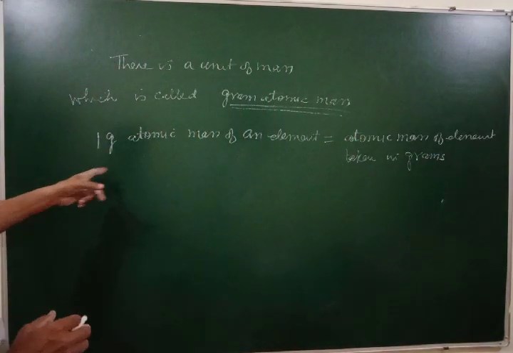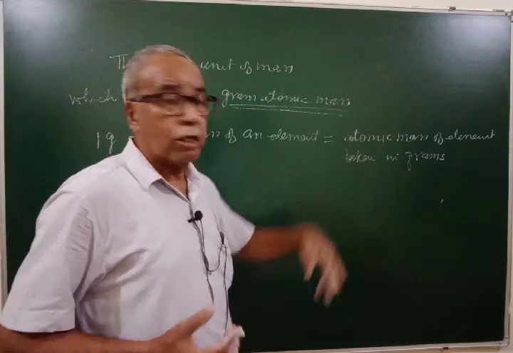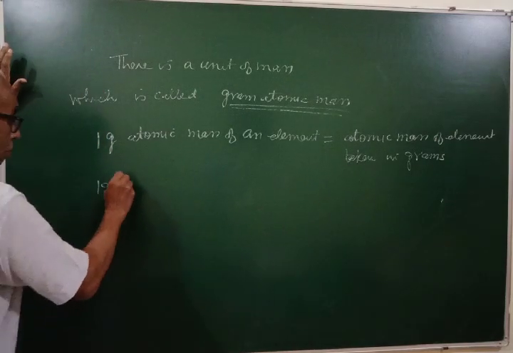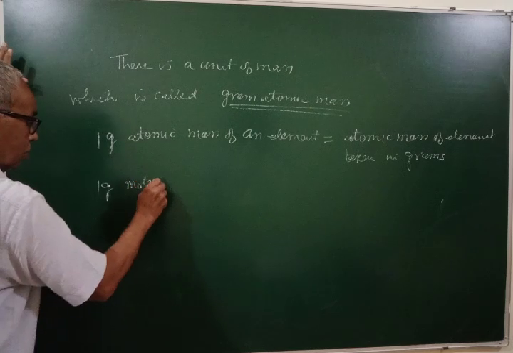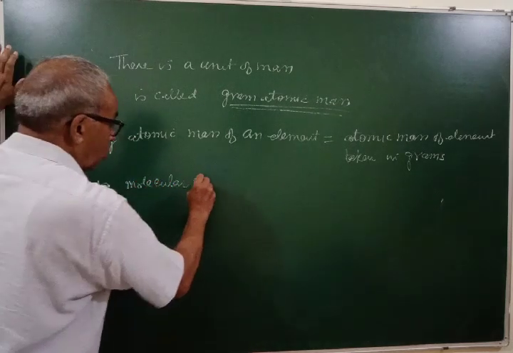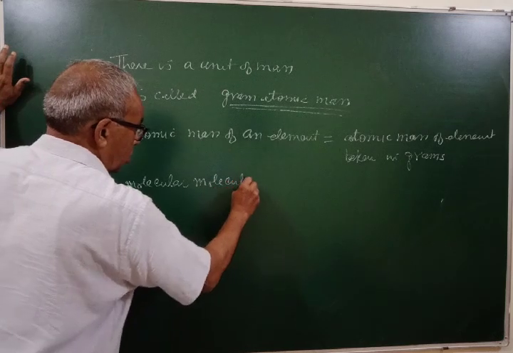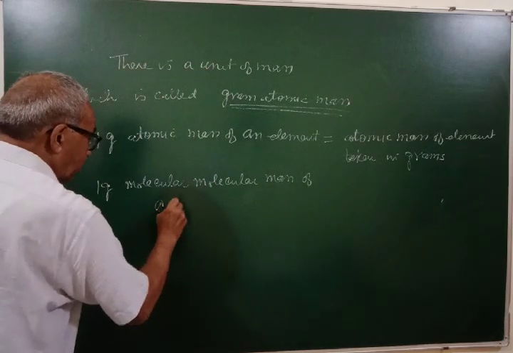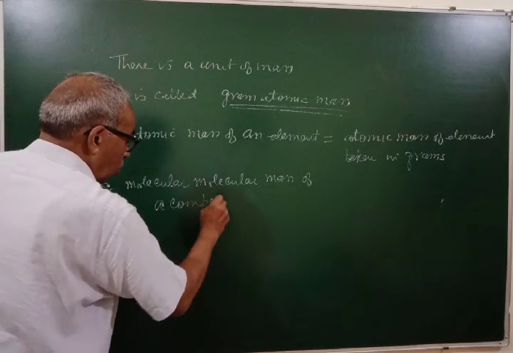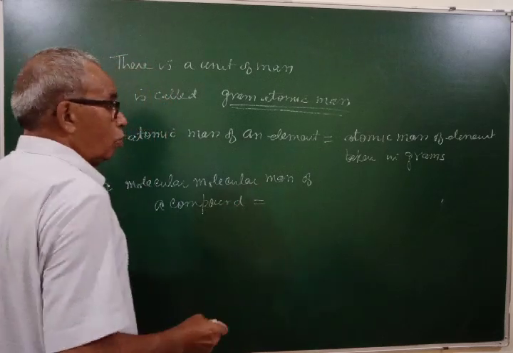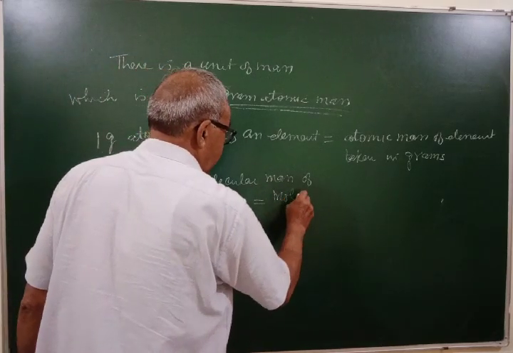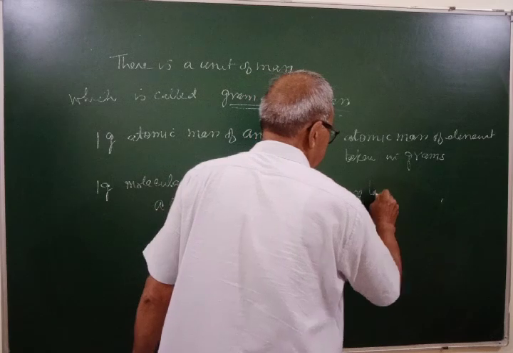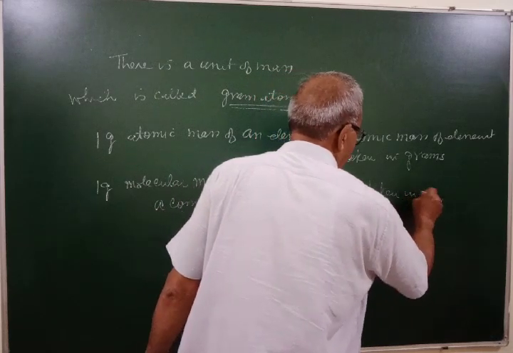Similarly, there is kilogram atom mass, so atom mass taken in kilogram, and 1 gram molecular mass of a compound is equal to molecular mass taken in grams.